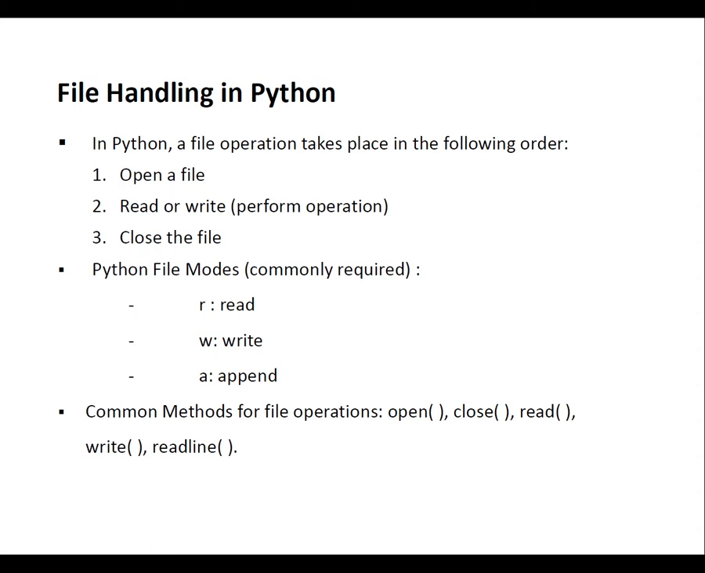There are 5 methods which we are going to focus on in this session. Open to open a file, close to close the file, read to read the entire contents from the file, write to write the content to a file, and readline to read one line of text from a file.